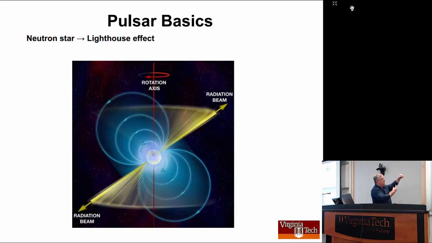So there's rotation in one direction, and then there's a radiation beam that's popping out in both directions, and the radiation beam then is spinning around like a cone. We refer to this as the lighthouse effect, and this whole model is the lighthouse model. So what happens is if the Earth is in the radiation beam, every time the beam comes around, you see a blip. If the Earth is not in the radiation beam, you see nothing. So all the pulsars that we ever see are just the fraction of pulsars for which the radiation beam lines up.